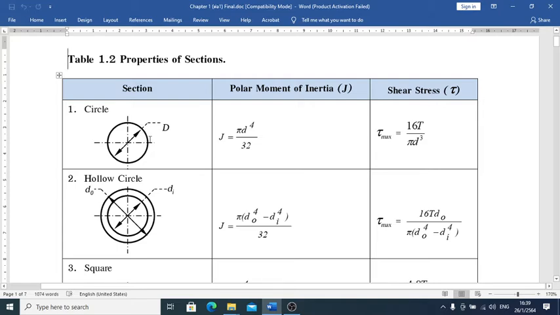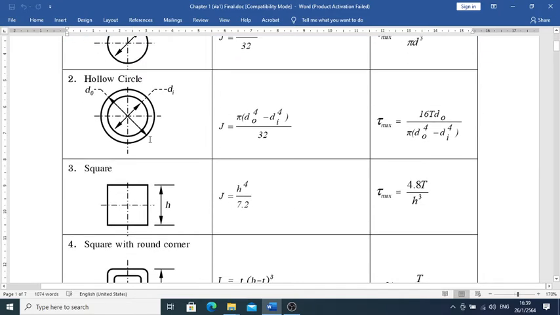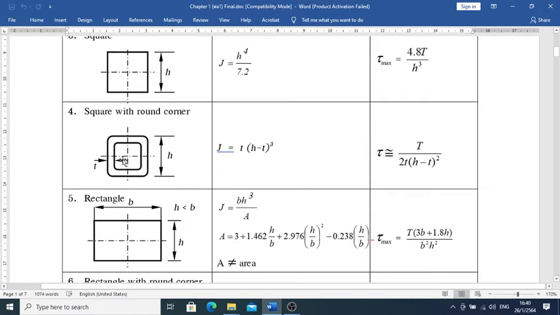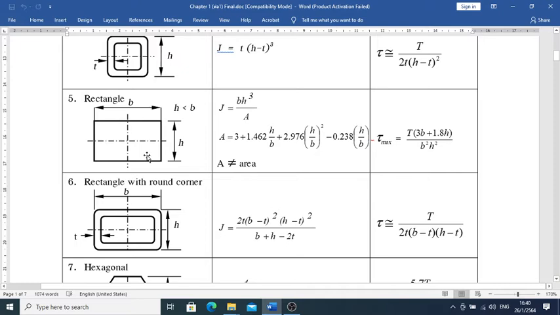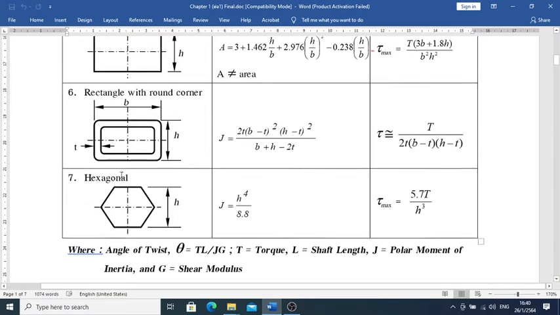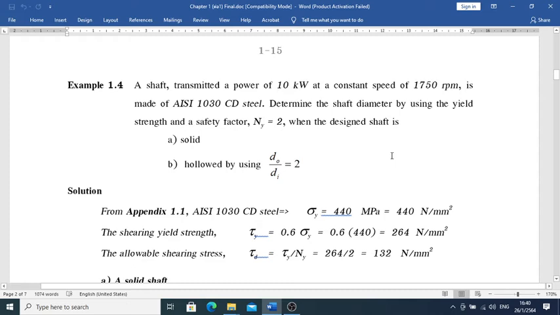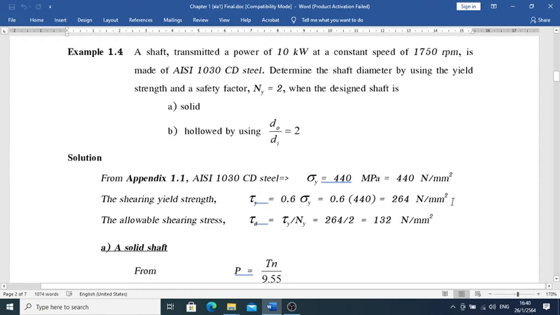So therefore, number one is going to be circle, and number two is going to be hollow circle. It's going to have a J corresponding in the second column, and third is going to be the tau max right there at the surface. Then a square shaft, and square hollow, and then rectangle, and then rectangle with a hollow inside, and then number seven is going to be hexagonal. That's what we've got there with the J and the tau max experienced at the surface of the shaft, respectively.